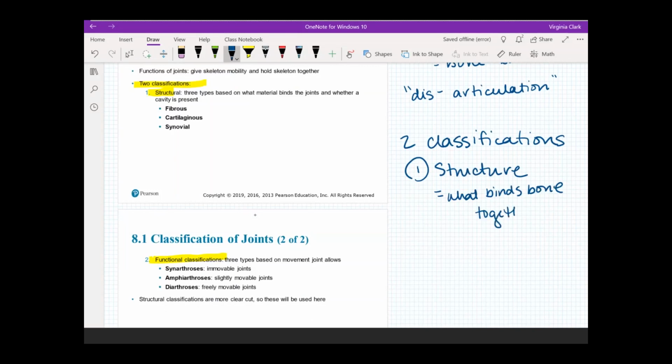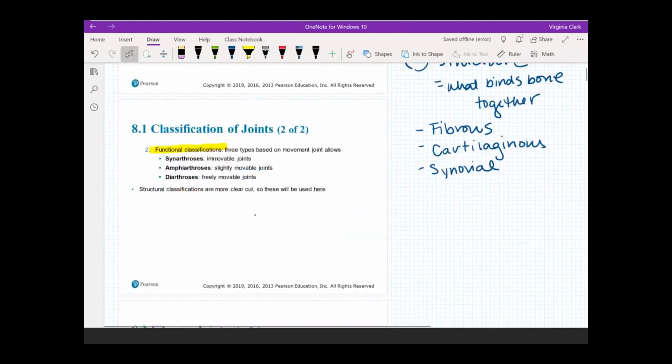There are three types for a structural classification. Fibrous: a fibrous joint is connected by fibrous tissue. A cartilaginous joint is connected by cartilage. And a synovial joint is where we're going to spend the most time in this chapter. A synovial joint is going to be slightly different.